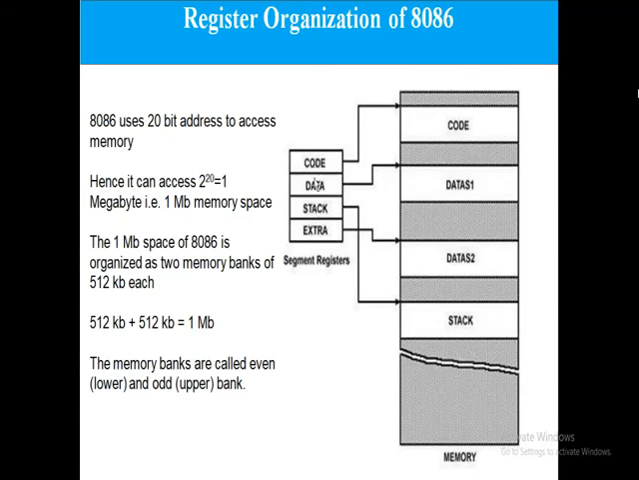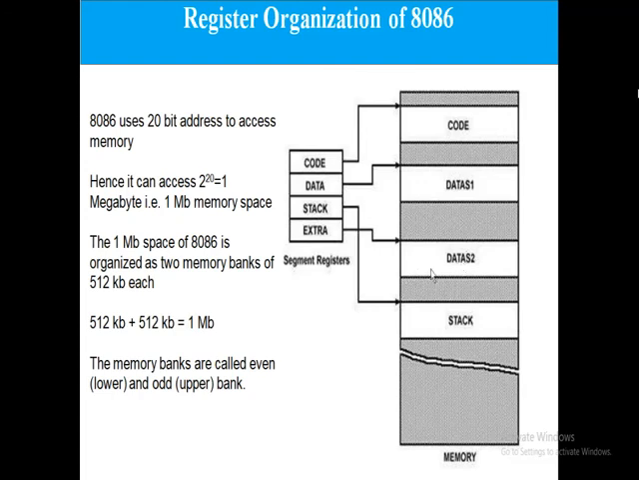The code segment in the memory is mainly used for storing the instruction code or program code. Program codes are stored in the code segment. Data are stored in the data segment. Stack information is stored in the stack segment. Then the extra memories are stored in the extra data segment. Here the extra segment is also a data segment.